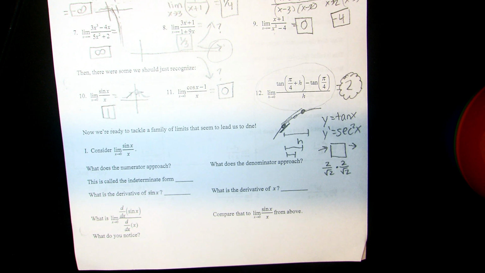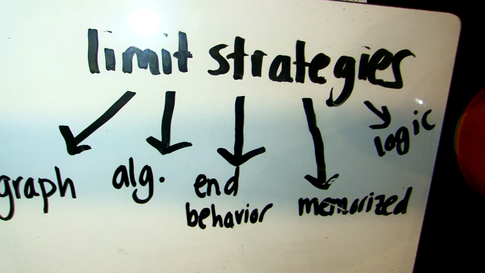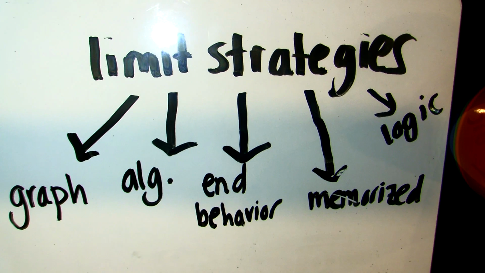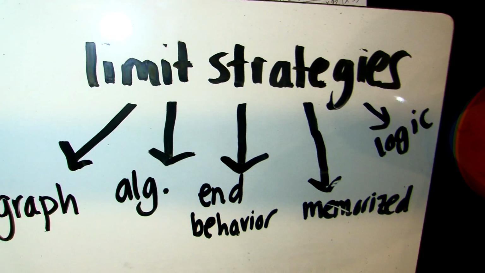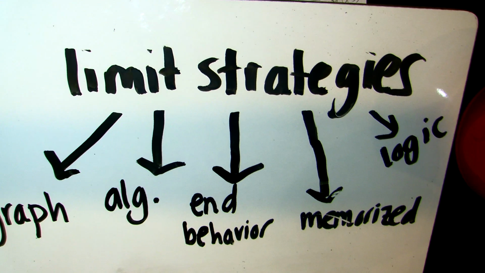Okay, this is the second video. Your first video was a review on limits. And so now we're going to do the last limit strategy, which we couldn't learn in August or September because you need to have a solid comprehension of derivatives in order to do it.